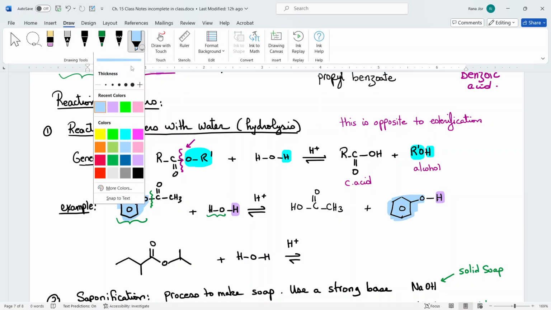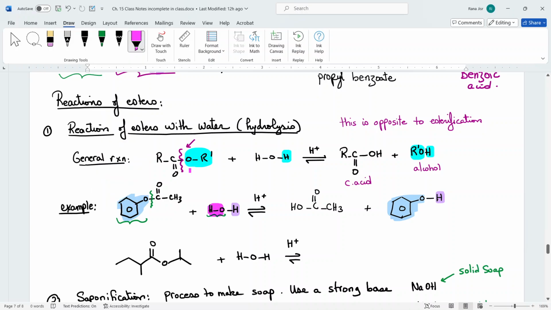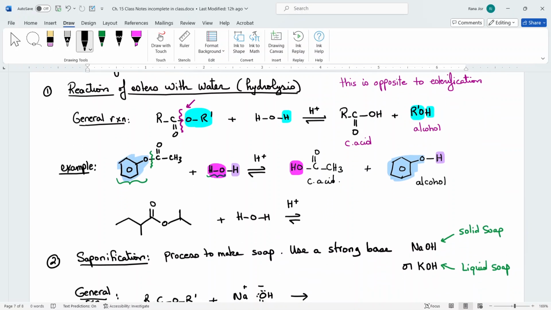And all you did is simply you replaced, okay? You replaced the OR of the ester with the OH of the water. And your product is called a carboxylic acid in this case. And of course, your byproduct is the alcohol. Okay? So hydrolysis of esters always gives you a carboxylic acid because you're using water. So it's the OH of the water that is going to substitute any OR group on the ester.